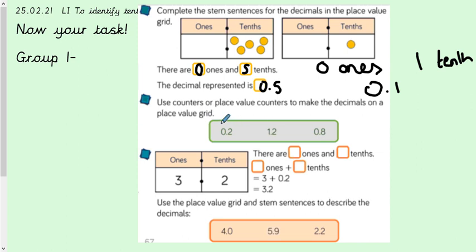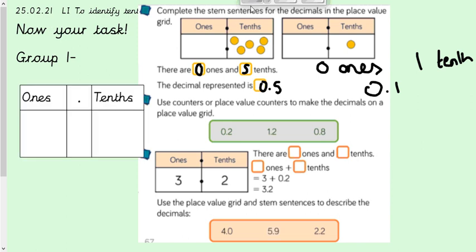Use counters or place value counters to make the decimal on a place value grid. If you had a place value grid, I'm just going to pause the video and quickly draw one. Okay, so here's a place value grid. For 0.2, it would be 2 counters here. So there are no ones, but there are 2 tenths, so you draw 2 counters there. For 1.2, you would have 1 in the ones, and then 2 in the tenths column. And then 0.8, you'd have no counters in the ones, but you'd have 8 counters here: 1, 2, 3, 4, 5, 6, 7, 8.